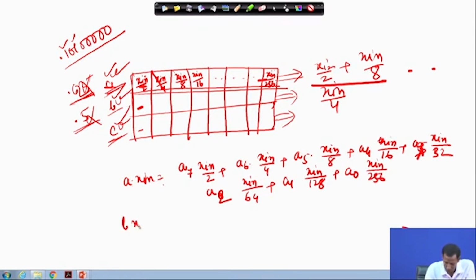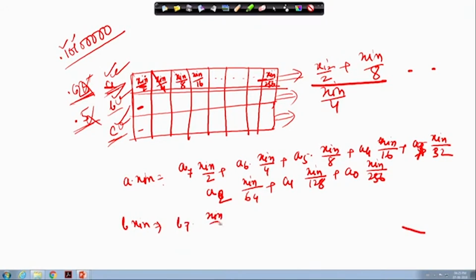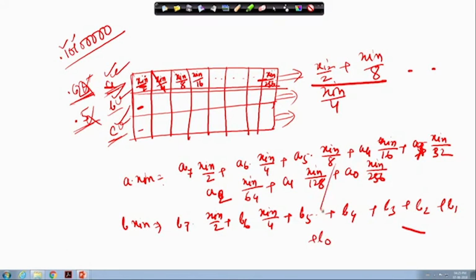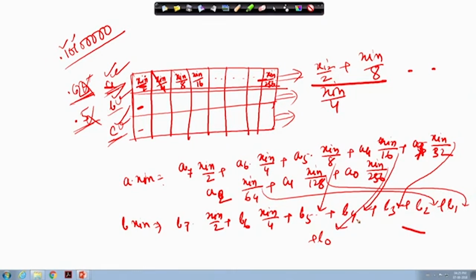The same thing happens for B x_in also. So, what is the change here? Only x_in by 2 is common; only this particular B value is changing. So, here it will be B6 x_in by 4, then B5, B4, B3, B2, B1, B0, each multiplied, that is, each ANDed with the corresponding terms.